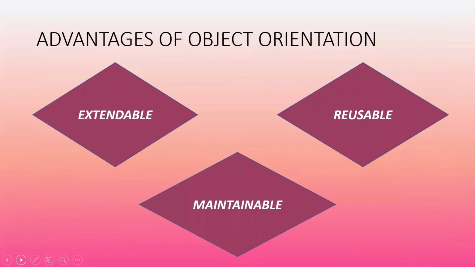Now, what are the advantages of object orientation? The three advantages are that object orientation is extendable, maintainable, and reusable. When you say an object-oriented program is extendable, it is easier to add new features or implement new modules without making any major changes to the existing code. When you say that it is maintainable, a change in system requirements will generally not affect other parts of the code, or it will only require minimal modifications.